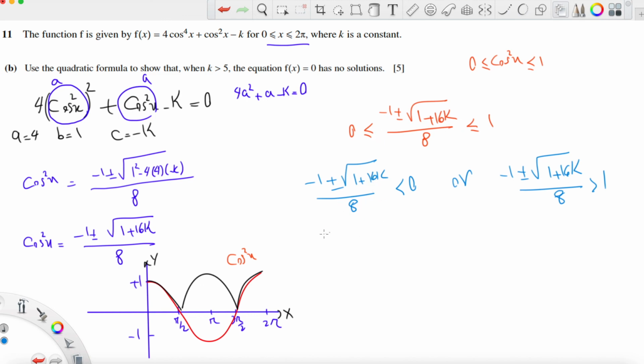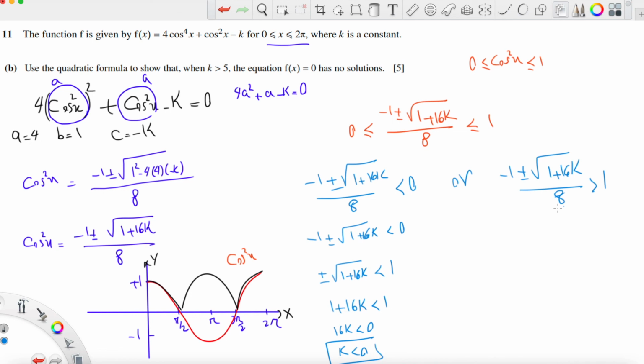Now to solve this inequality, I multiply both sides by 8, so it will become minus 1 plus minus the square root of 1 plus 16k. 8 times 0 will be 0, so plus minus the square root of 1 plus 16k, and minus 1 is transferred, so it will be 1. I square both sides to get rid of the square root, so 1 plus 16k is less than 1. 1 and 1 cancel out, so 16k is less than 0, or k is less than 0. So if k is less than 0, this equation won't produce any solutions.